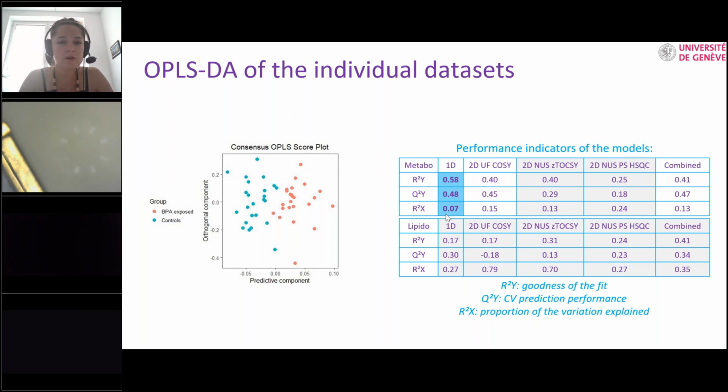But if we look at only the metabolomics, this is the OPLS score plot that is presented for the 1D dataset, we can see that actually the proportion of variability between the samples that is explained by this model is quite low. If we look at the lipidomic part, we can see that the Q square are quite low, especially for the 2D, even negative. So that means we cannot really have confidence in those models that are not managing to separate and see any difference between the two groups of samples.